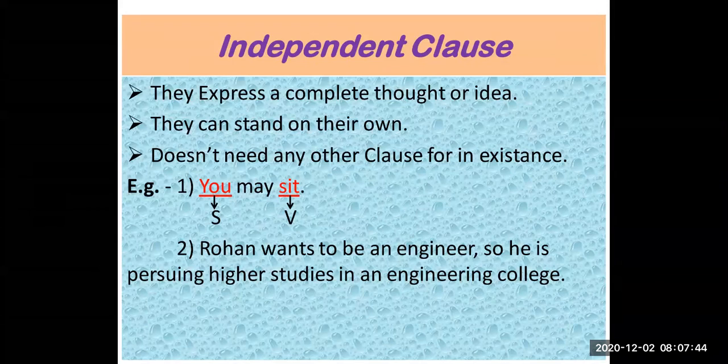Okay. So what are the three main points of independent clause? That they express a complete thought or idea. Complete thought or idea means they have a complete meaning by itself. They can stand on their own. They are independent and they don't need any other clause for their existence. For example, see, example is given that you may sit. It has a complete thought that yes, you may sit. The sentence stands on its own and doesn't need any other sentence's help. Now you is the subject, sit is the verb and it has a complete meaning that you may sit.